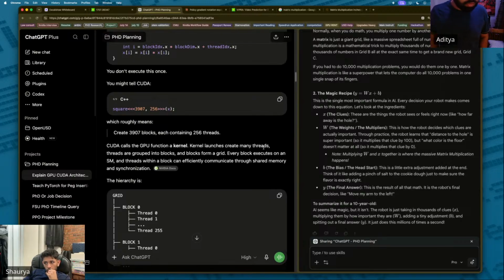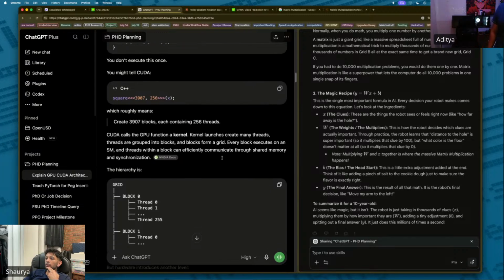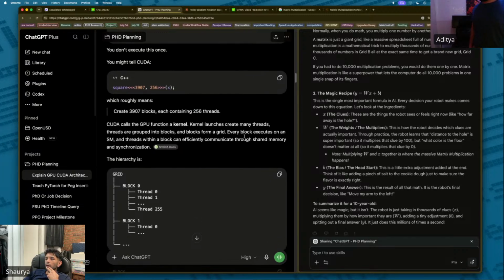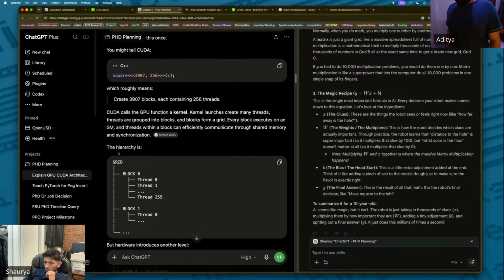Kernel launches create many threads. Threads are grouped into blocks, and blocks form a grid. Every block executes on an SM. Threads within a block can efficiently communicate through shared memory and synchronization.